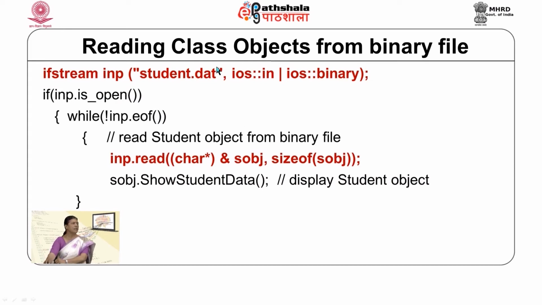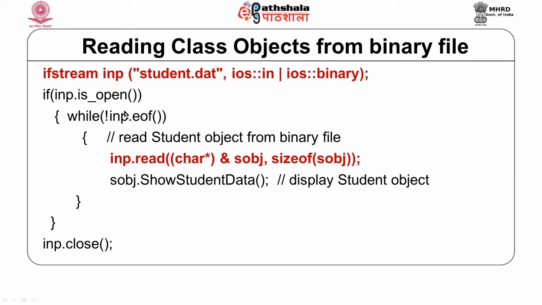Now, once it is written, it can be read using the read method of the istream class. For that we need to open the file in the input mode. So, here we have said ios::in and ios::binary, and till end of file we can keep on reading the data and displaying. This code snippet reads all the objects in the binary file and shows them on the screen.